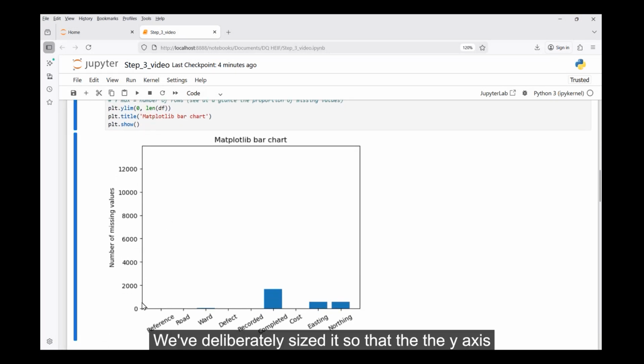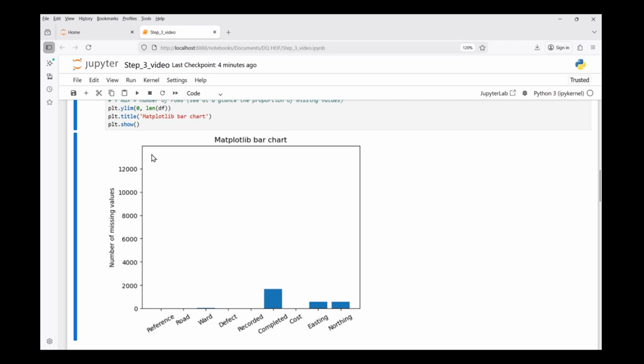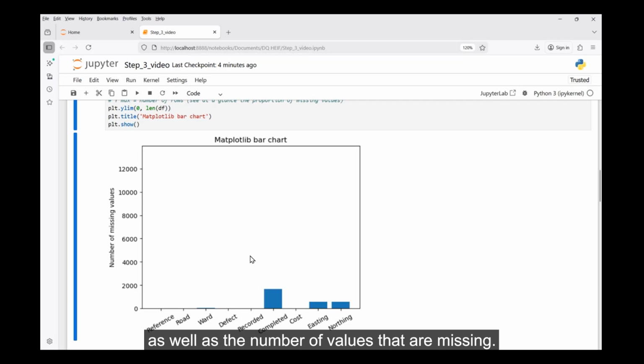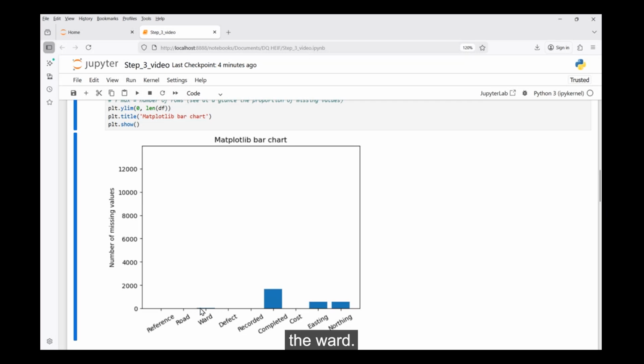We've deliberately sized it so that the y-axis is the same as the number of rows in the data. So we can see the proportion of each variable that's missing, as well as the number of values that are missing. And what jumps out immediately is there appear to be 3 variables, completed, easting, and northing, that have missing values. Although if we look carefully, it appears that there might be a few missing values for the ward.